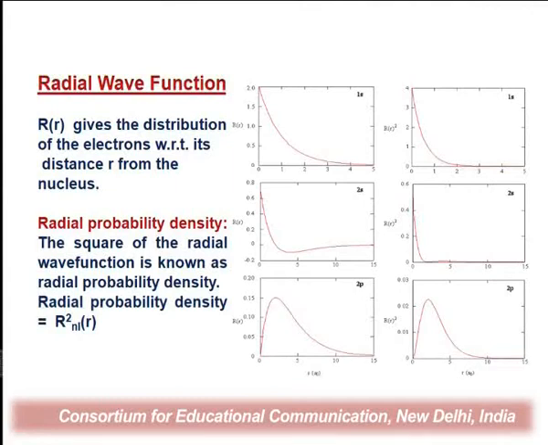R(r) gives the distribution of the electron with respect to its distance r from the nucleus. Here you can see R(r) versus r graphs, and in the second graph you can see the value of R(r) also goes down to a minimum, reaches a negative value and then rises. But when we come to the radial probability density, the square of the radial wave function, you can see in the second graph on the screen that the negative portion is changed back to the positive portion after squaring. So the square graph, that means the radial probability density graph, only has the positive component.